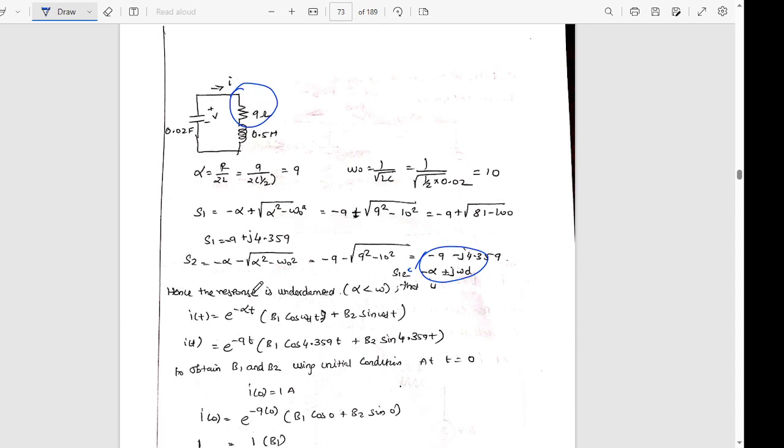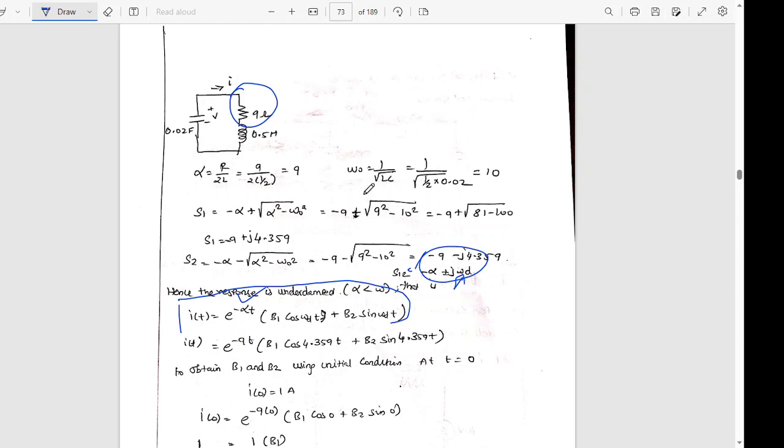Now here alpha is less than omega naught. If alpha is less than omega naught, I can decide the response is underdamped. If the response is underdamped, I need to consider this particular formula for the underdamped case: e power minus alpha t, b1 cos omega d t plus b2 sin omega d t. We got omega d, so just substitute all the values. E power minus 9t, in the place of alpha we have 9, b1 cos 4.359t plus b2 sin 4.359t. Now we need to find out b1 and b2.